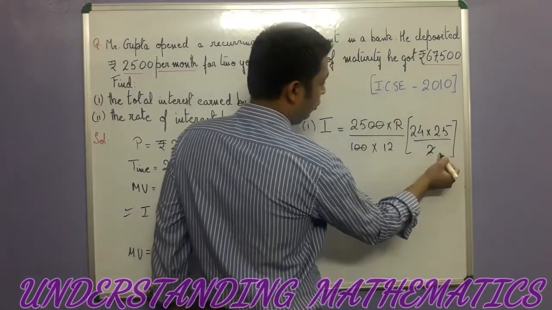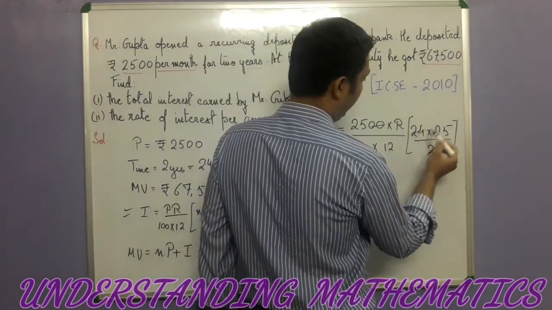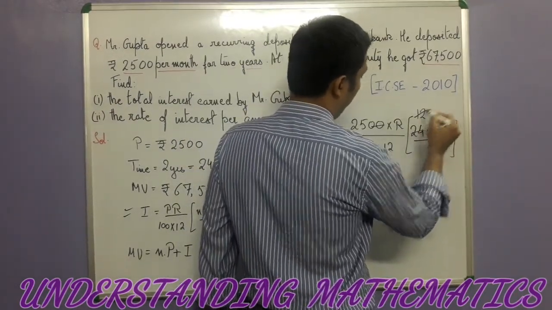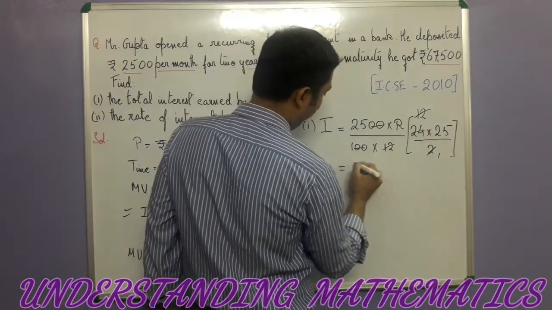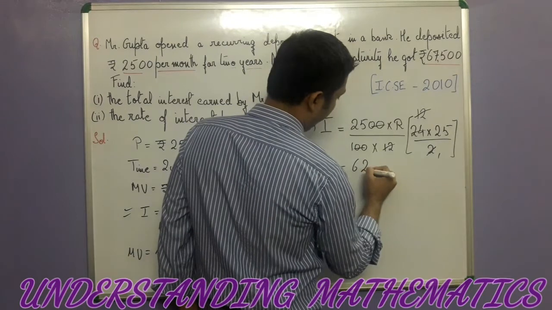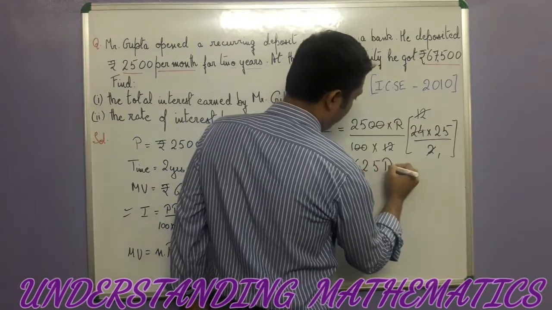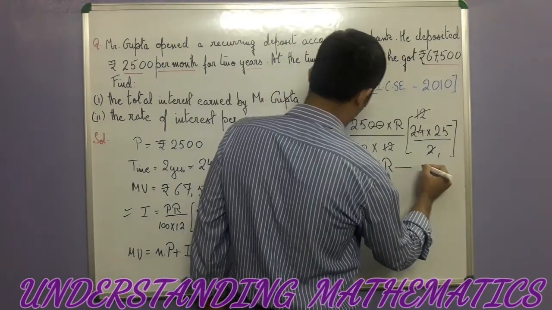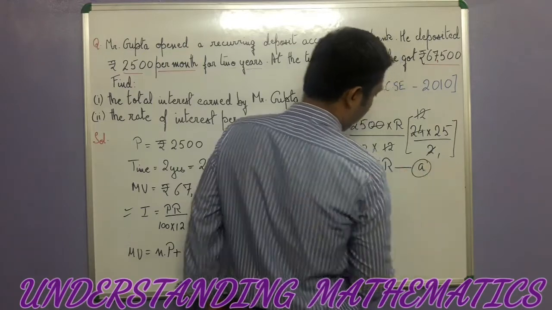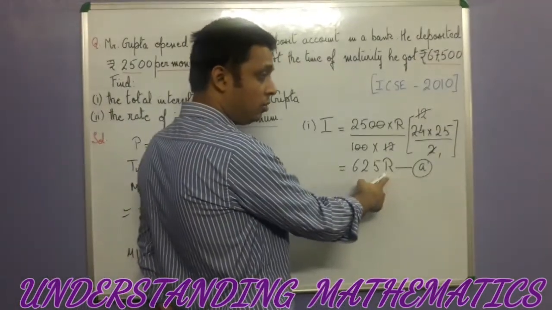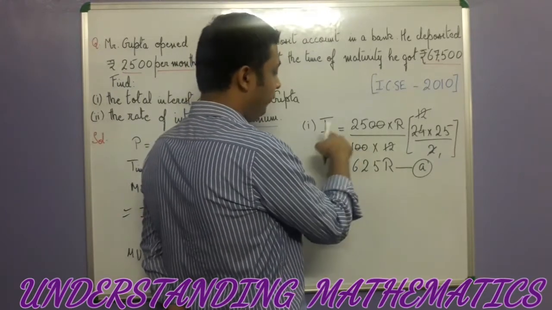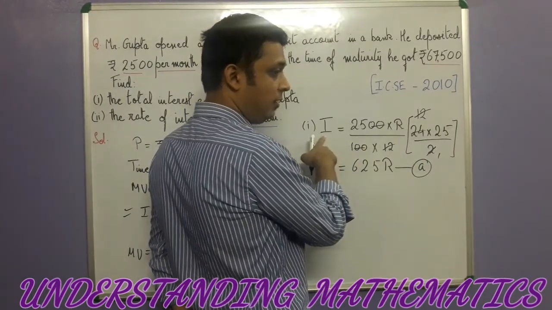So now when we calculate this, what do we get? 2 will go one time, and then 12 and 12 get cancelled. So 25 into 25. We get 625 R. So let us keep this as our equation A, because we do not know the value for R, so we cannot calculate the value for I, that is the total interest, right now.